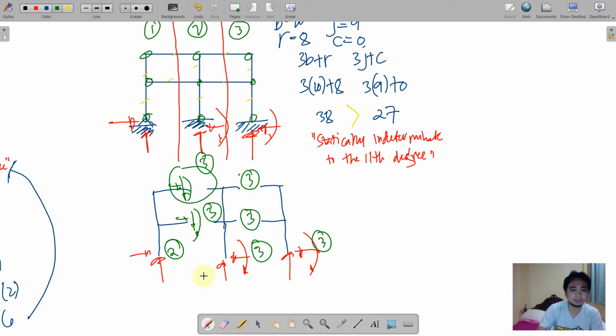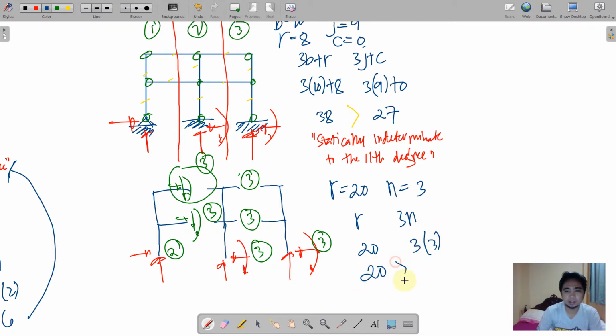So R here is equivalent to 20. And the number of parts is 3 parts. So we are going to compare now R to 3N. This is 20. 3 times 3, 20 is greater than 9. 20 minus 9, 11. So it is statically indeterminate to the 11th degree.